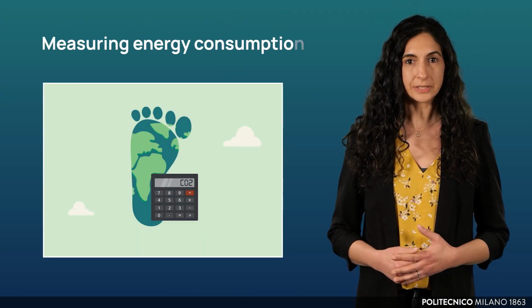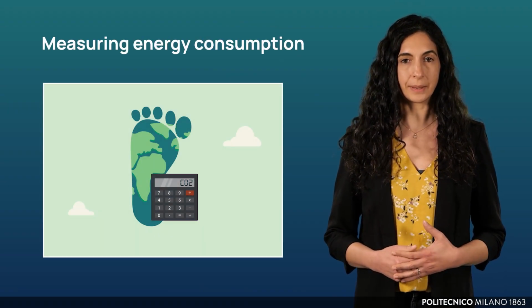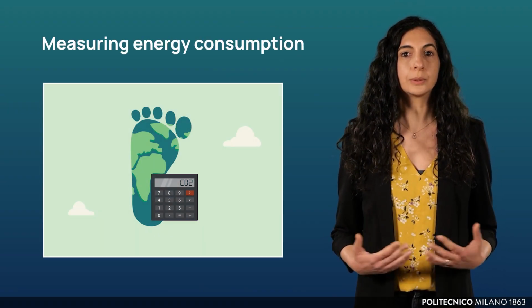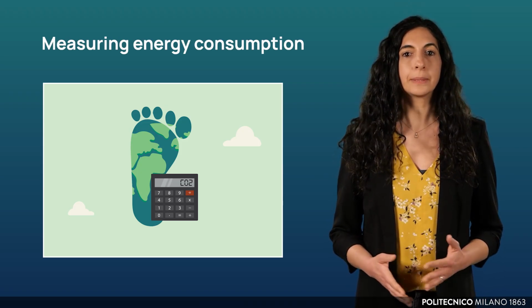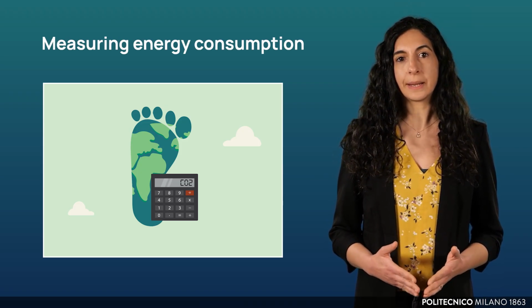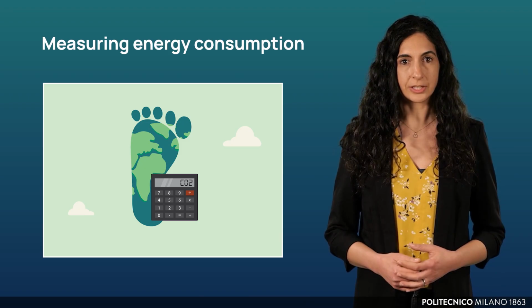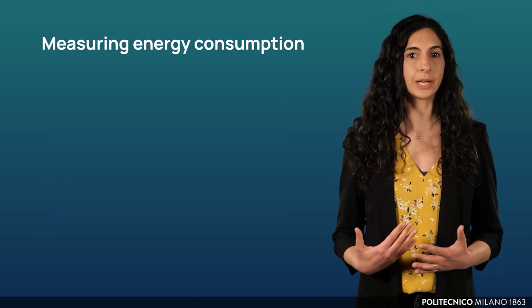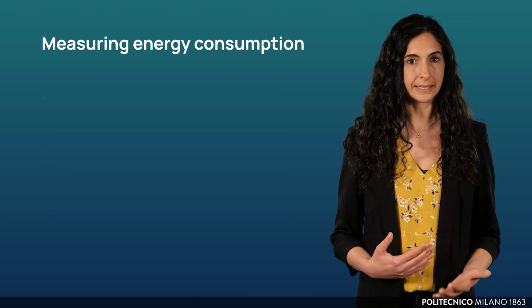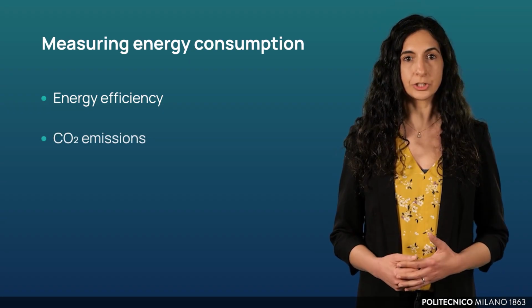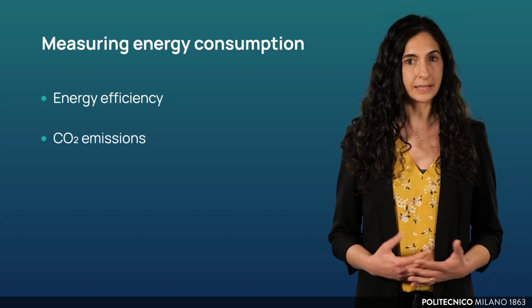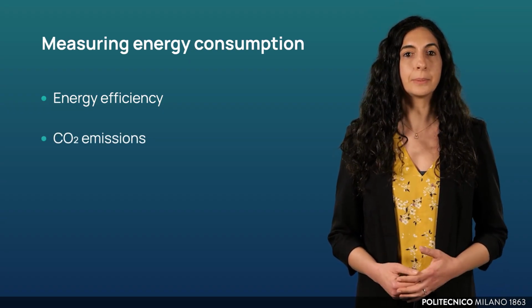To understand and improve the energy efficiency of data centers, it is first necessary to have suitable tools for measuring energy consumption and the resulting environmental impact. Over the years, various metrics have been developed that make it possible to quantify the environmental impact and identify optimization strategies. Today, we will explore the main metrics used to assess energy efficiency and CO2 emissions in data centers, analyzing their meaning, calculation methods, and implications for sustainability.